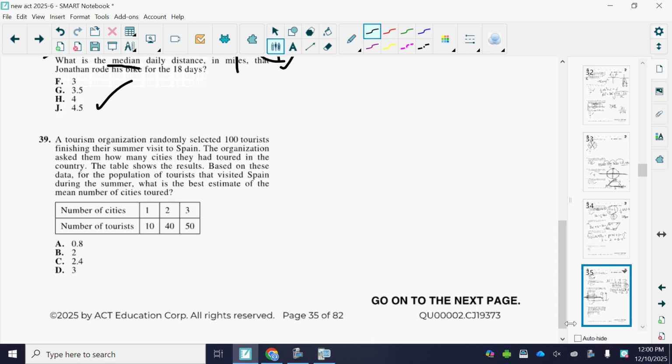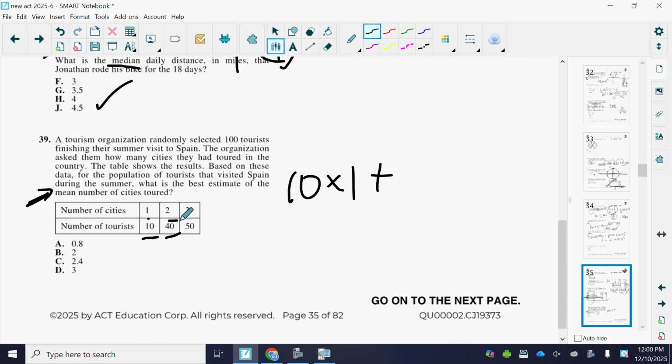A tourism board selected 100 tourists. How many cities did you visit on your trip to Spain? What is the best estimate of the mean? Well, 10 people visited one city. How many cities is that? It's all based on total, huh?